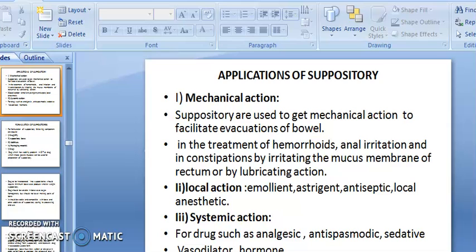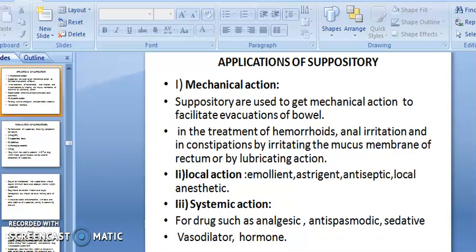Then the next action is local action: emollient, astringent, antiseptic, local anesthetic. These types of action are shown locally. Locally means a specific area is covered by your suppository. It does not act on the systemic circulation.